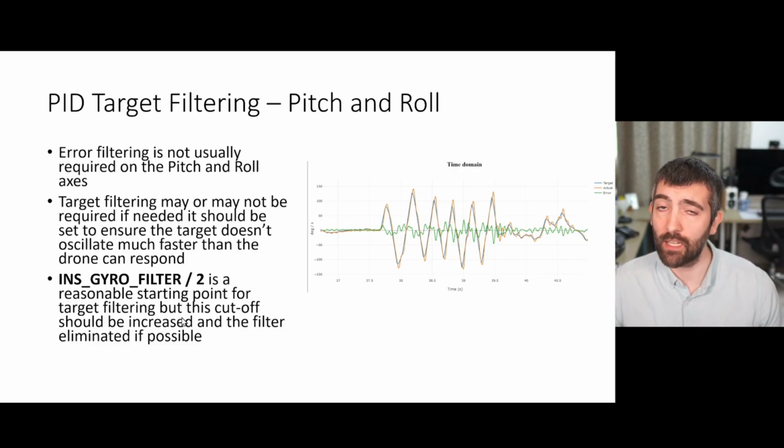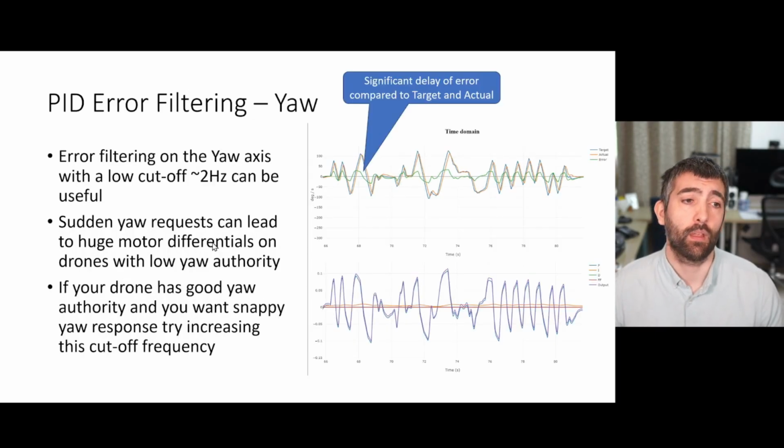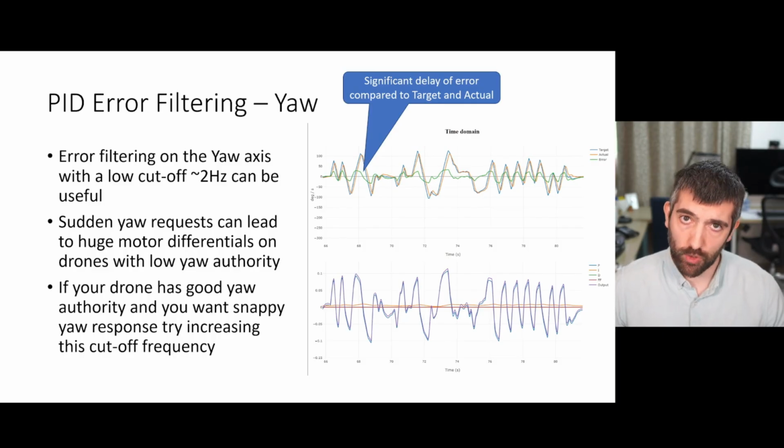INS gyro filter over 2 is a reasonable starting point for a target filter, but this cutoff can usually be increased and should be increased if possible to reduce delay. And if you're not in the situation where your target is moving faster than your drone is able to respond, then you should eliminate the target filter and set it to 0. Error filtering is not needed on pitch and roll because we have a D term.